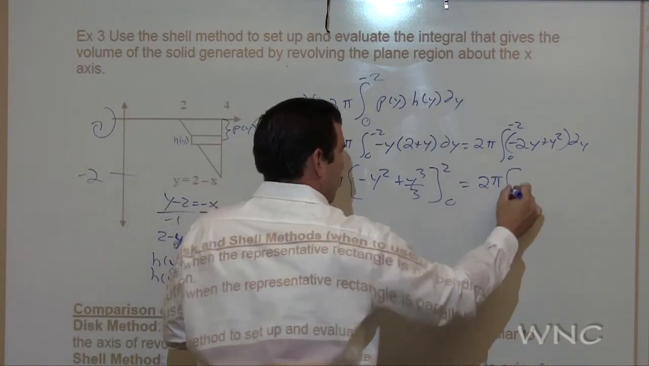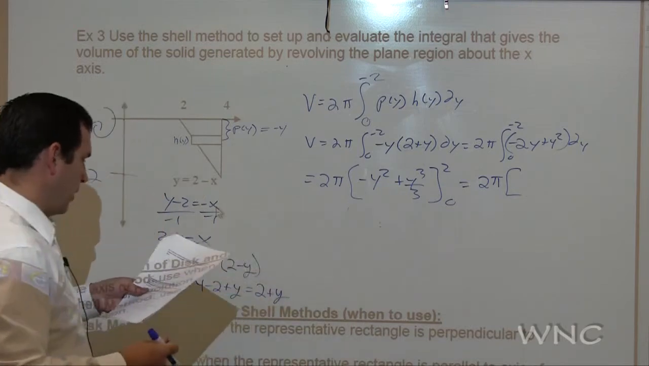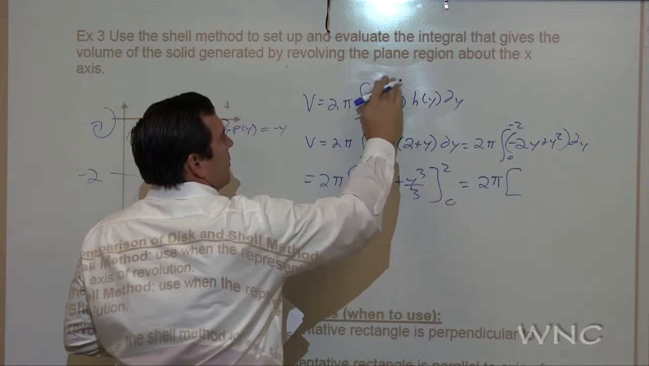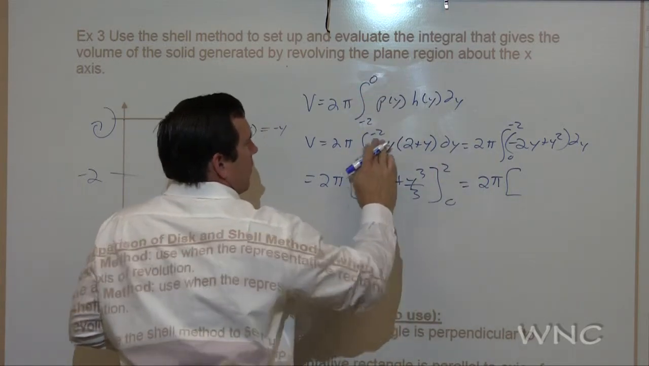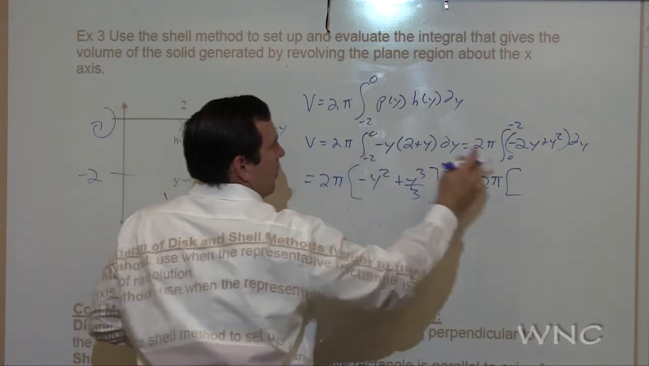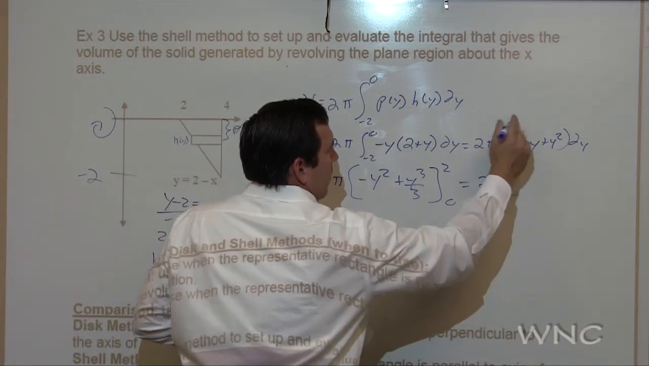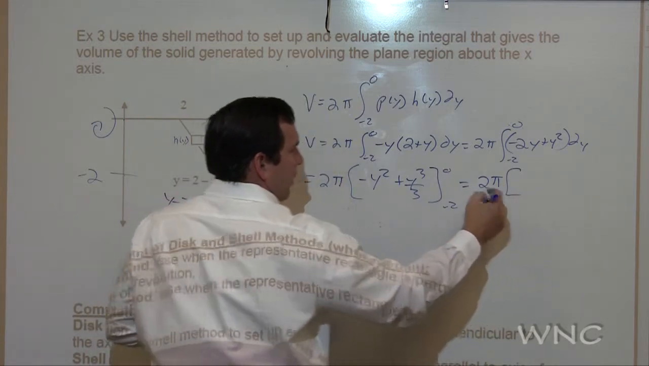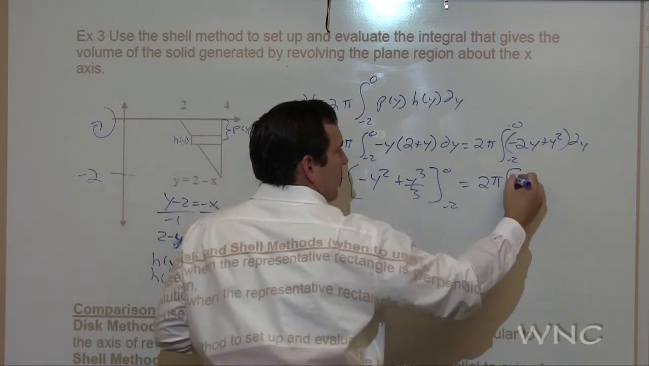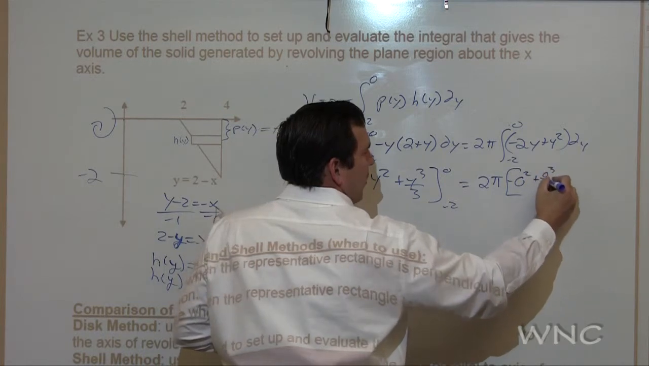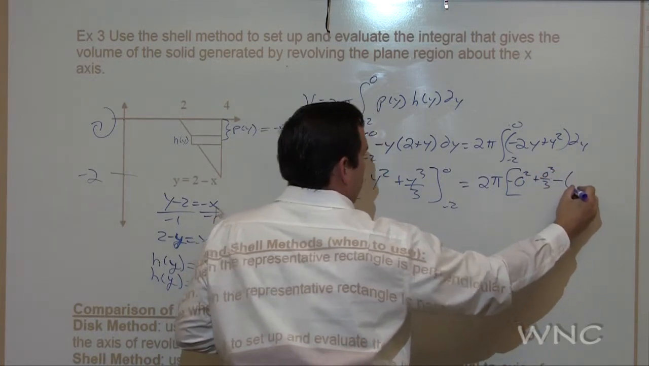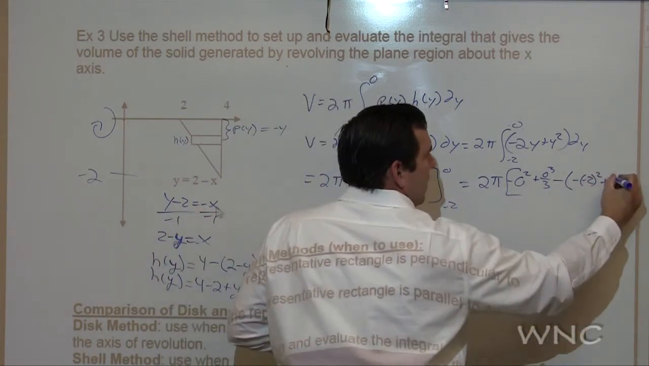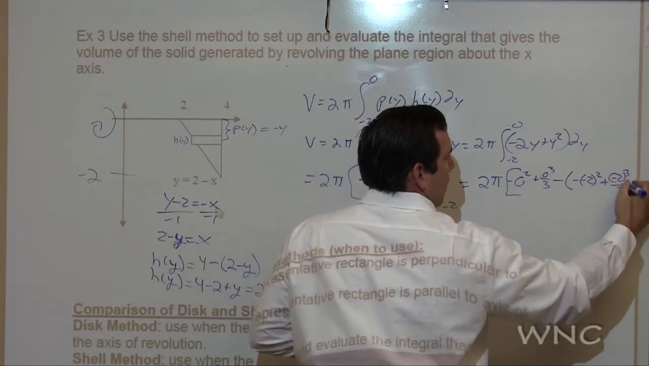Two pi times what? I'm supposed to go negative 2 to 0. I'm sorry. Let me fix that. Negative 2 to 0. Otherwise, I've got to put a negative out front. So it's going to be putting the 0, negative 0 squared plus 0 cubed over 3 minus the quantity, the negative of negative 2 squared plus negative 2 cubed over 3.